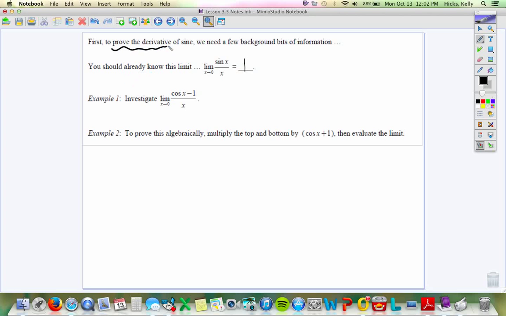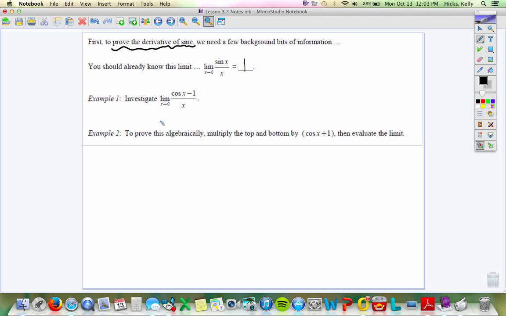We're going to prove the derivative of sine. And in order to do that, we need to understand a few things that we're going to use in the derivation. All right, first, you know this one. The limit as x approaches 0 of sine x over x is 1. That's something we proved maybe a chapter ago. You should remember that.